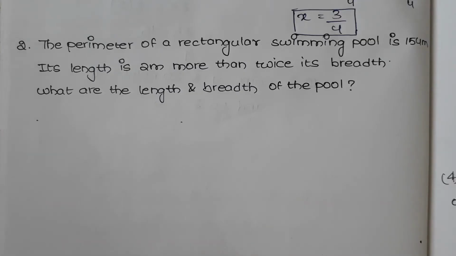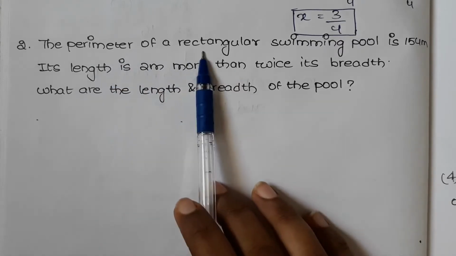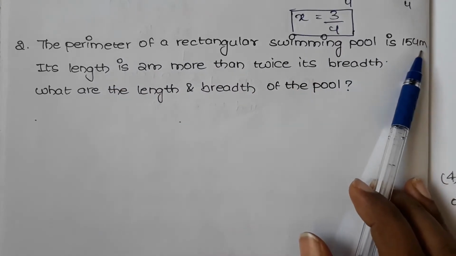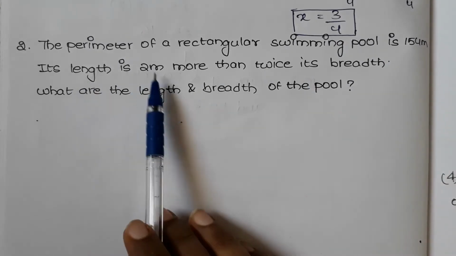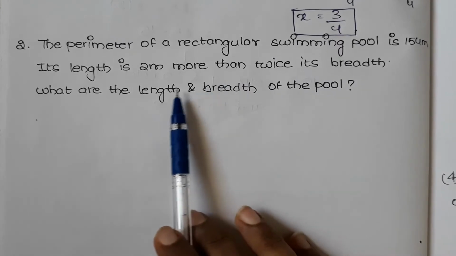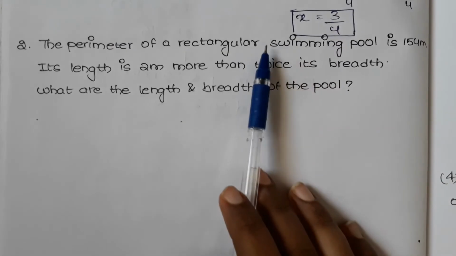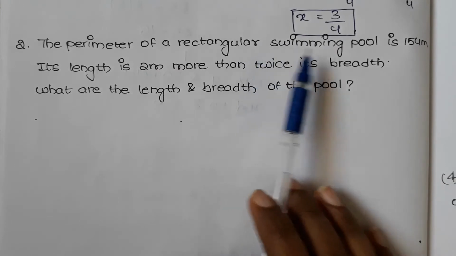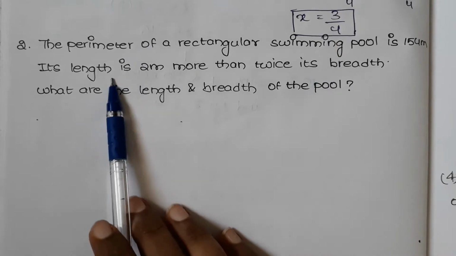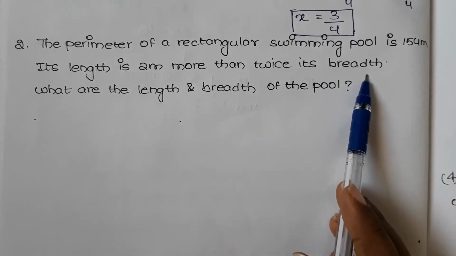Now let us solve the second question, that is, given the perimeter of a rectangular swimming pool is 154 meters. Its length is 2 meters more than twice its breadth. What are the length and breadth of the pool? Here the perimeter of a swimming pool is given. It is in the shape of rectangle and its length is 2 meters more than the twice its breadth.